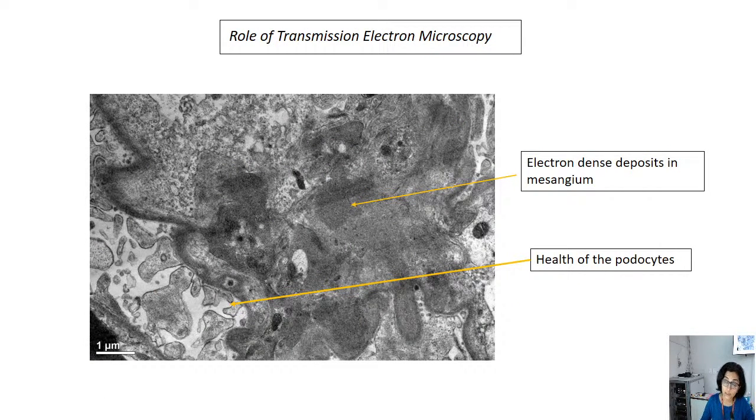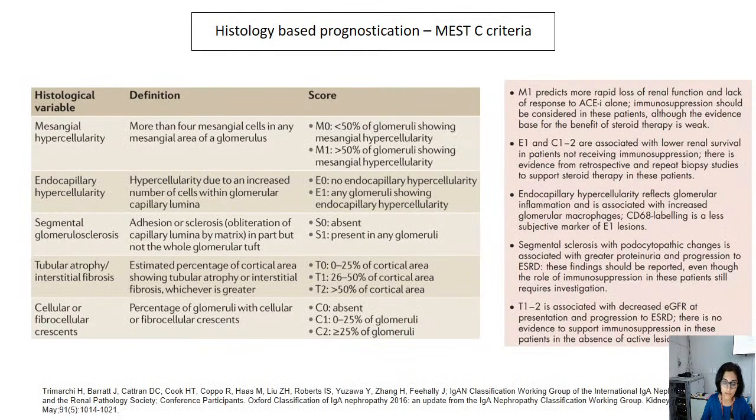And the third modality that we subject all our kidney biopsies to is transmission electron microscopy. And for our IgA nephropathy patients, we would be looking for electron dense deposits in the mesangium, which would correspond to the immunofluorescence positivity. And we also look at the health of the podocytes, which correlates very well with the extent of proteinuria. And as mentioned, clinically, a lot of our patients do have significant proteinuria, and we would see unhealthy, effaced podocytes. So this is our standard protocol workup for IgA nephropathy.